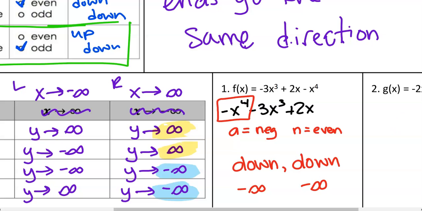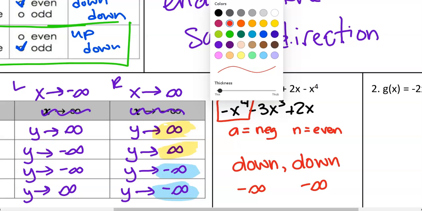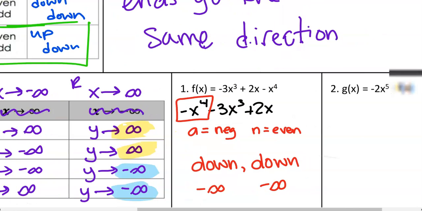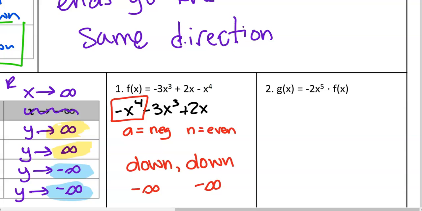Okay, time to level up a little bit, but you can do it. My next one is negative 2x to the 5th times f of x. So I want you to take the function we just had and multiply it by negative 2x to the 5th. Told you, this stuff never goes away, does it? It is always there. Negative x to the 4th minus 3x cubed plus 2x.